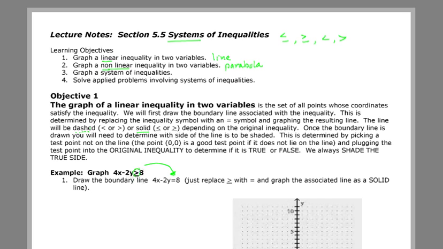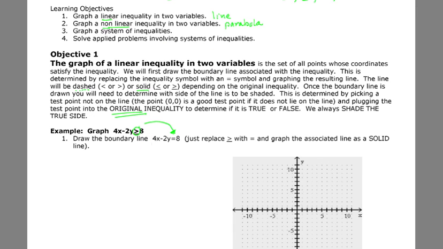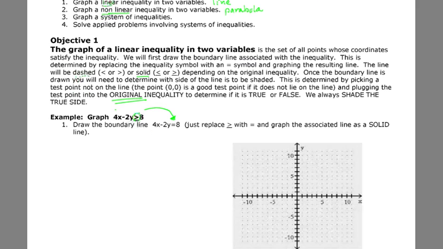And that's best done by picking a test point that's not on the original line. 0, 0 is always a good test point if it doesn't lie on the line because it's easy to plug in. What we'll do is take that test point and plug it into the original inequality, that means the one that has the less than or greater than, to determine true or false. We'll always shade the true side. So let's see how that's going to work out.